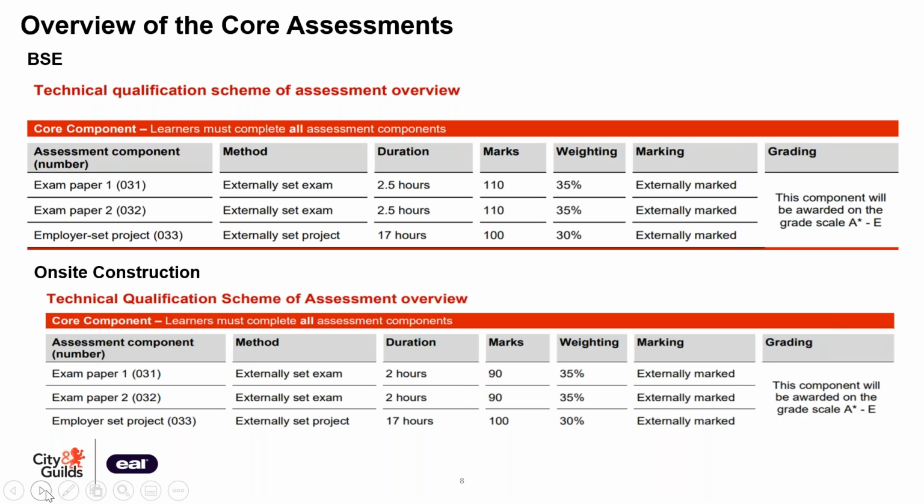Just to clarify today, my main aim is the Employer Set Project. It is exactly the same information for both BSE and on-site. The only difference is the subject content within the ESP will be different for each one, because obviously one will be geared more towards building services engineering and the other towards on-site construction. Both Employer Set Projects, one for BSE, one for on-site, are 17 hours in total. They each have 6 timed tasks and they are each marked out of 100.